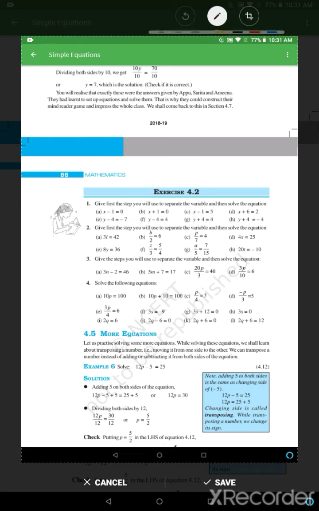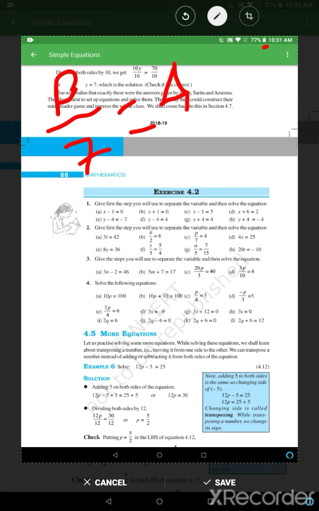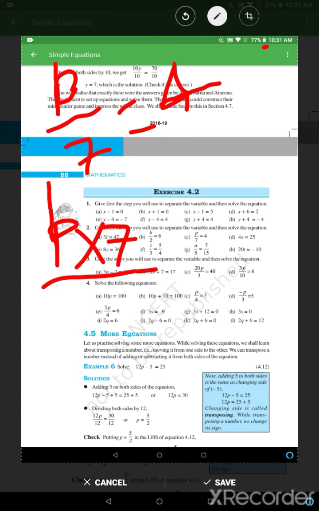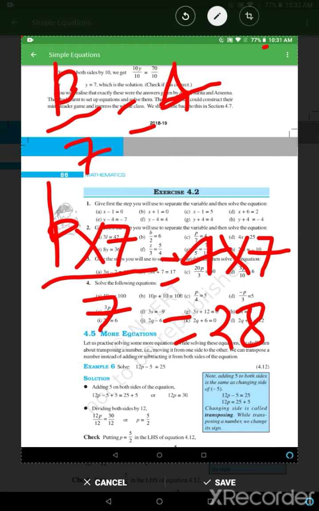Now c, which is p upon 7 is equal to 4. So we will multiply it by 7. So p into 7 upon 7 is equal to 4 into 7, which will be 28. The value of p will be 28.